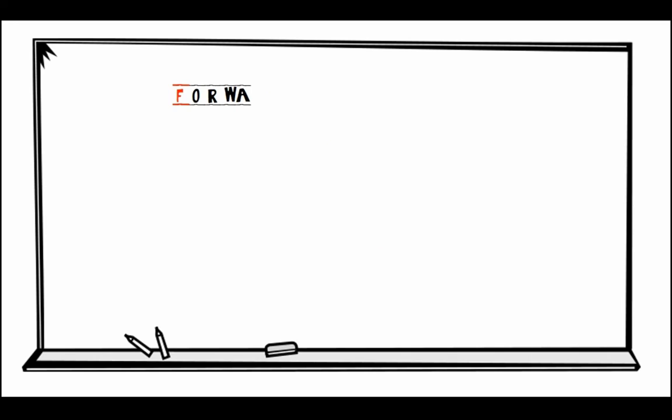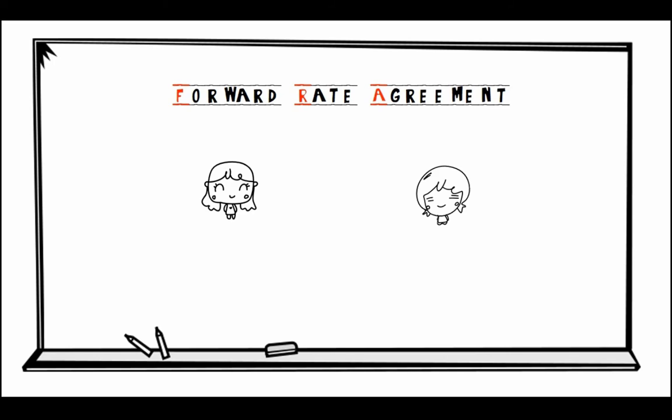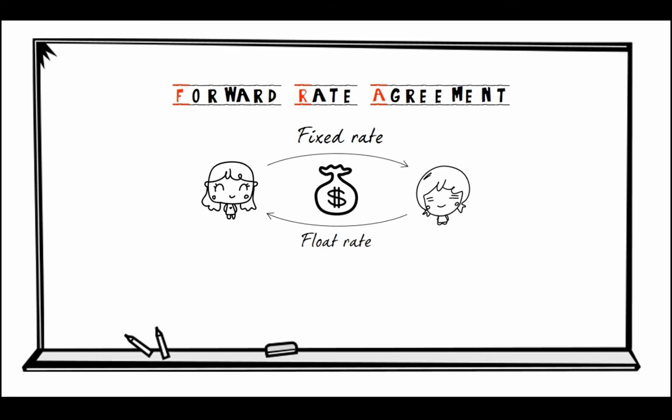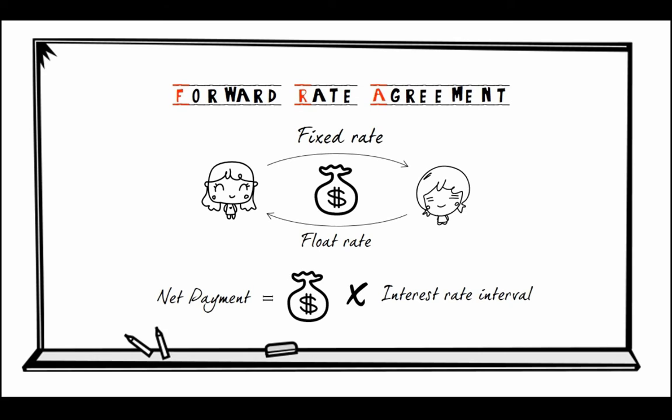Next, we are talking about forward rate agreements. A forward rate agreement, or FRA, is a forward contract where gain or loss is determined by interest rate. Under this agreement, one party pays a fixed rate while receiving a floating rate, and vice versa. The actual payments are calculated based on a notional principal amount, and paid at intervals determined by the parties. Let's see how it works.